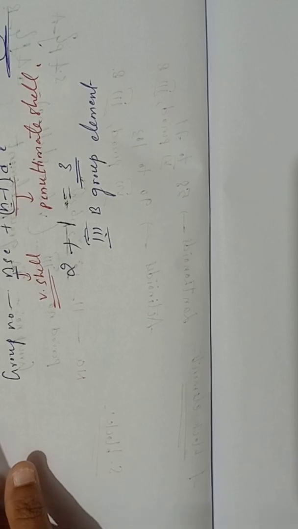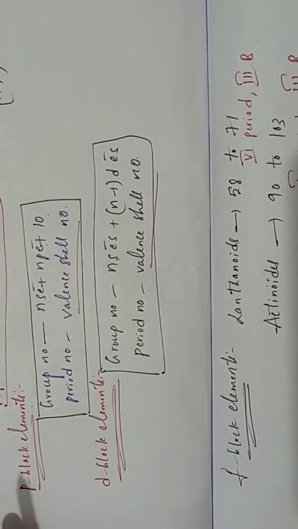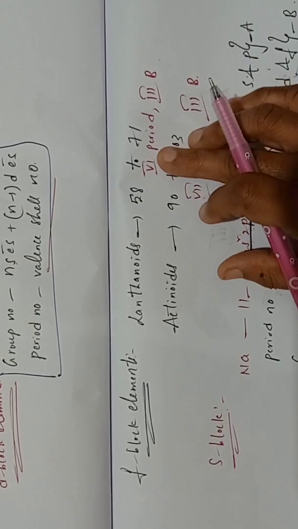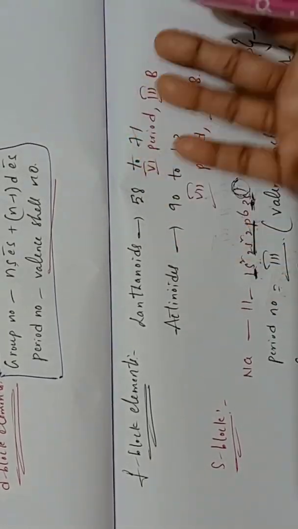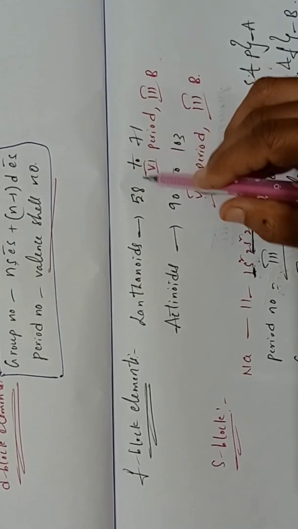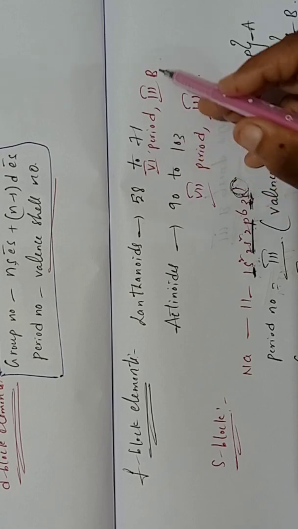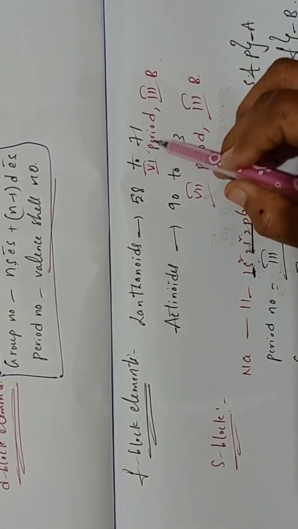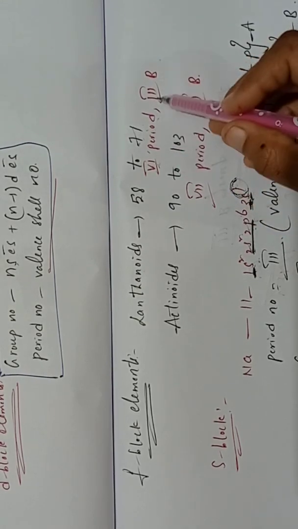But in the case of f block elements, how to find it, students? Just remember the f block elements: atomic numbers 58 to 71. What is the period? Sixth period, third B group. Suppose any element they may ask: X is an element, its atomic number is 70. What is its period and group number? 70 belongs to the lanthanoids. So the period is the sixth period, third B group.